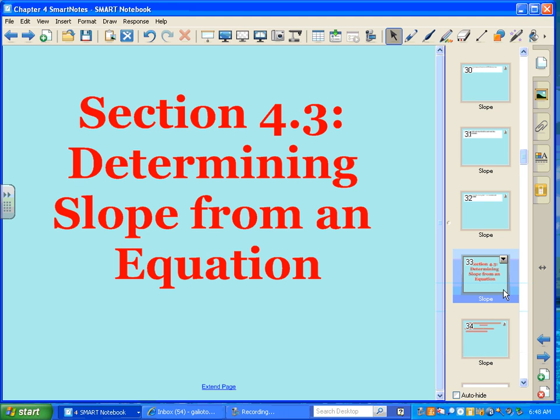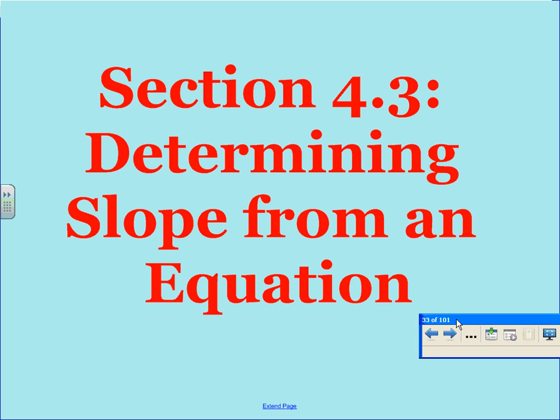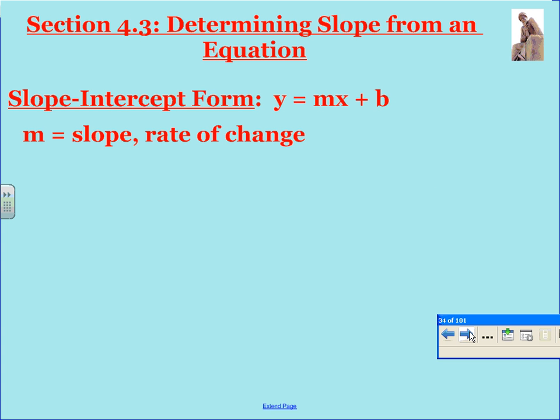Hello. In this lesson, we are going to talk about determining slope from an equation. This lesson is a continuation from the lesson that Mr. Warnock just recorded. It is also very similar to the lesson that Mrs. Warnock recorded. So keep in mind, all of these lessons from Chapter 4 are very similar. They all build on each other. So we are first going to just review and talk again about slope-intercept form and what the slope is.